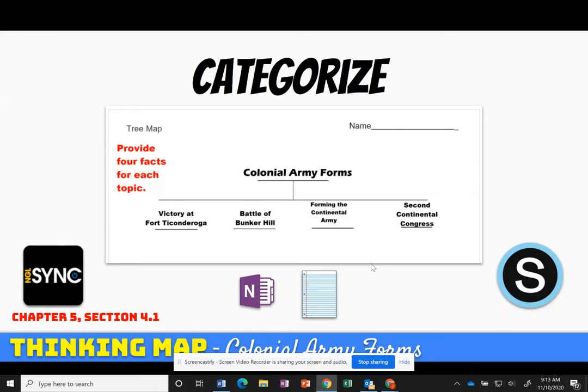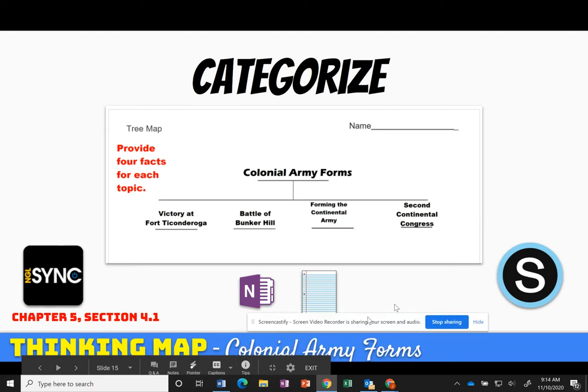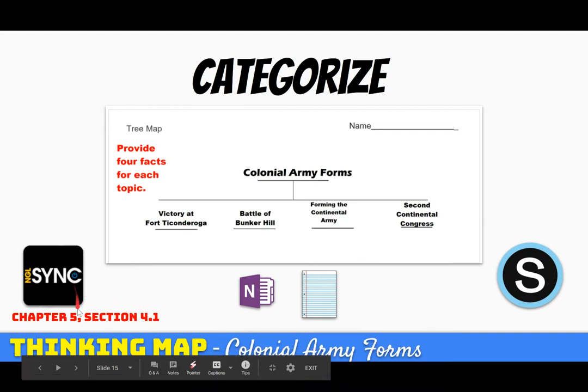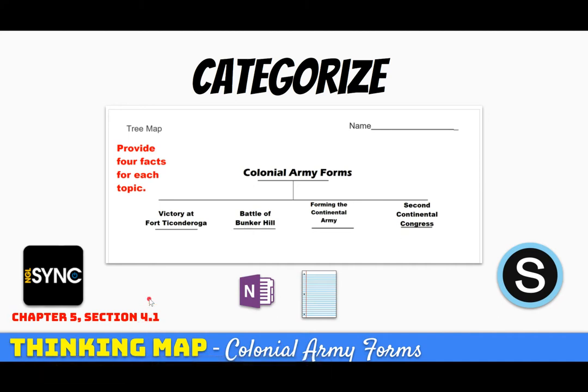Okay, this video is for the tree map for the Colonial Army forms. Okay, this is chapter 5. Let me put this out of the way. This is chapter 5, section 4.1. Okay, and in this, you're going to look at four categories from the reading, and you simply are going to provide four facts for each topic.